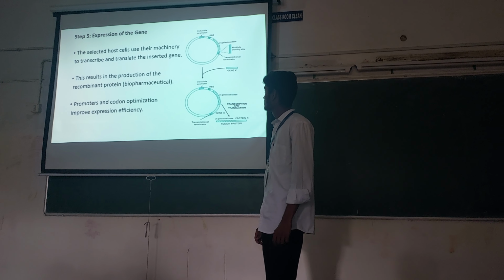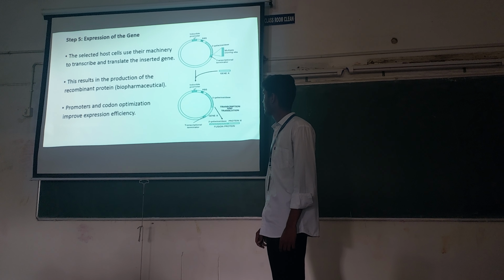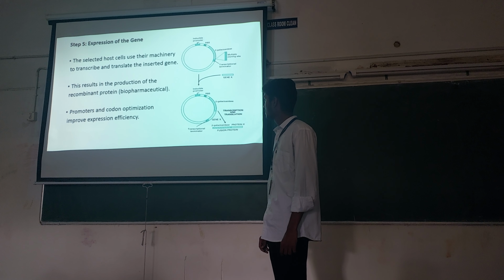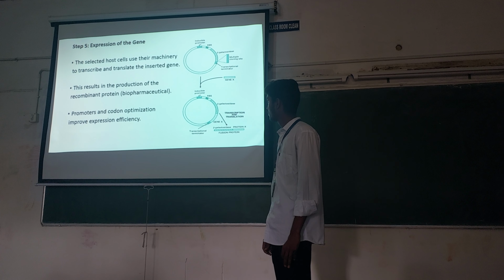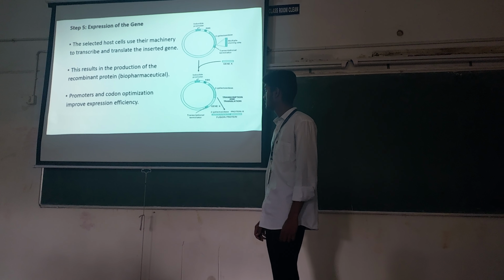Step 5. Expression of the gene. The selected host cells use their machinery to transcribe and translate the inserted gene. This results in the production of the recombinant protein. Promoters and codon optimization improve expression efficiency.